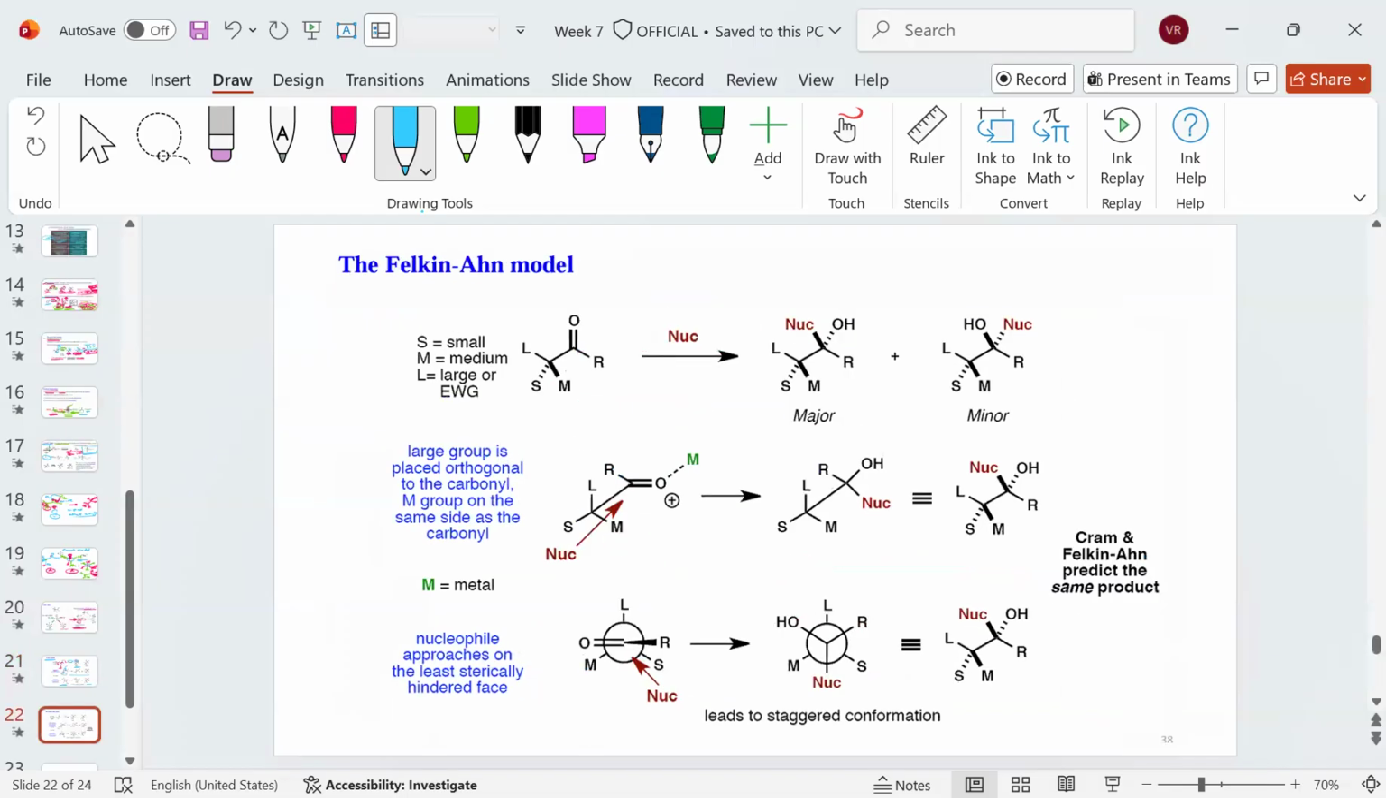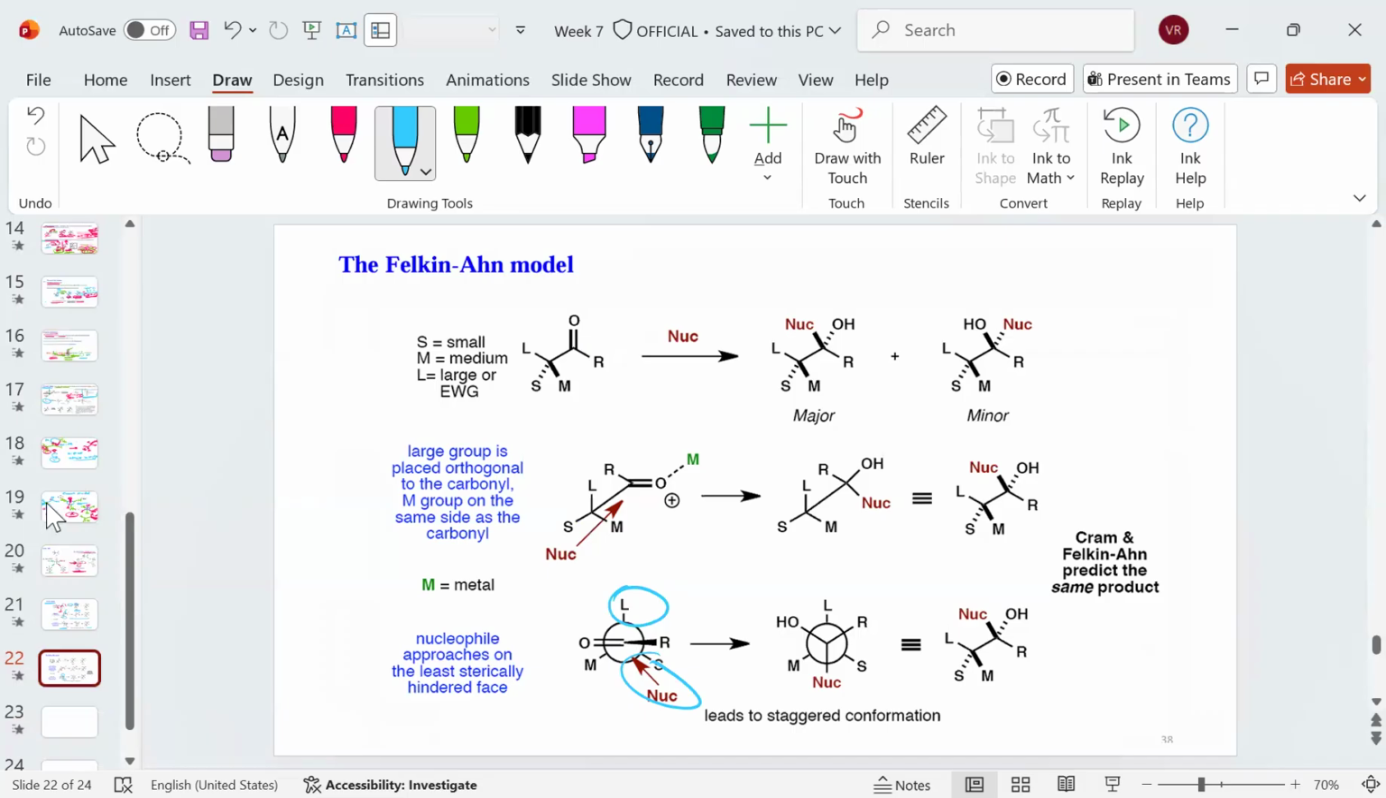Similarly for the Felkin-Anh model, you have to take the large group to 90 degrees to the carbonyl. So that's what was done here. And the attack of the nucleophile takes place from the side of the smaller group. So if you just go step by step, you will be able to get the product. So basically, these are all models that help to assign the stereoselectivity in the reactions.